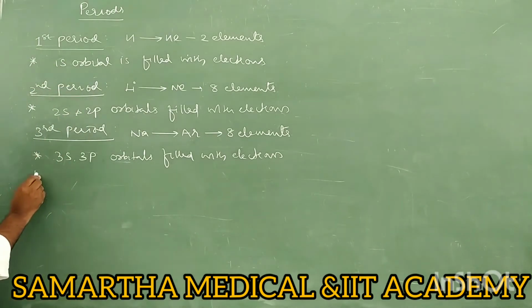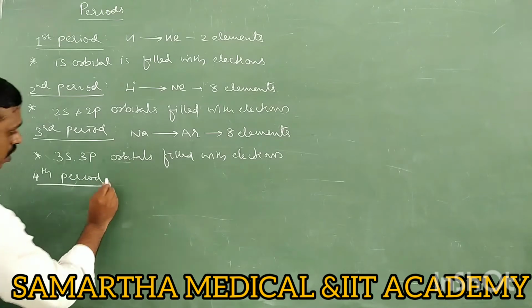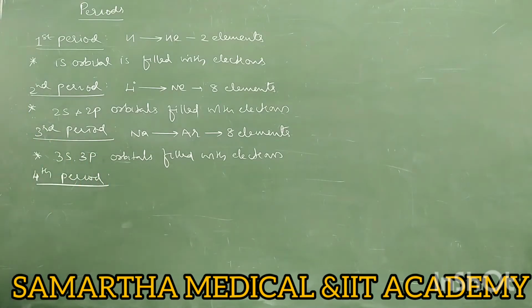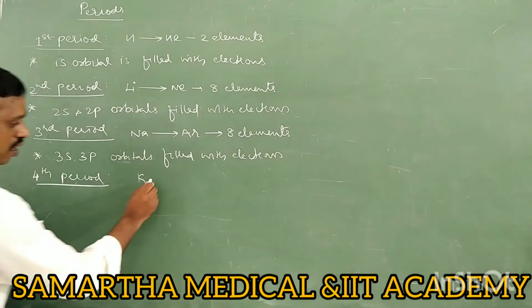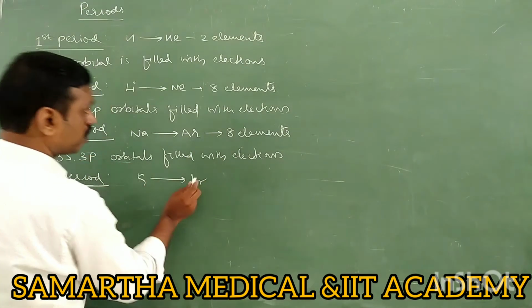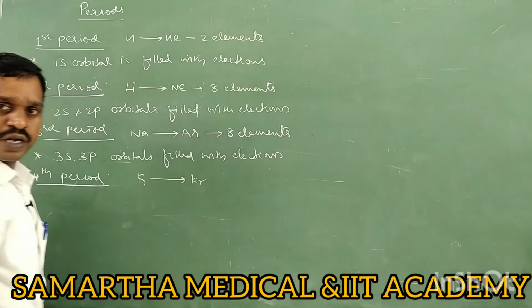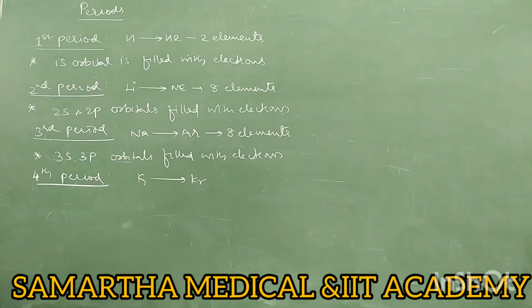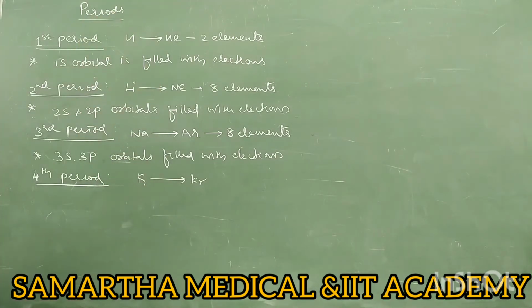Next is the fourth period. It starts with potassium, of course, and ends with krypton. Helium, neon, argon, krypton, xenon, radon are noble gases. So every period starts with the first group and ends with a noble gas, that is, the 18th group. So how many total elements? 18 elements.